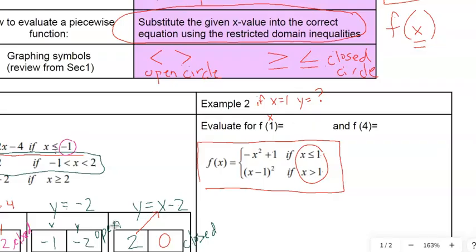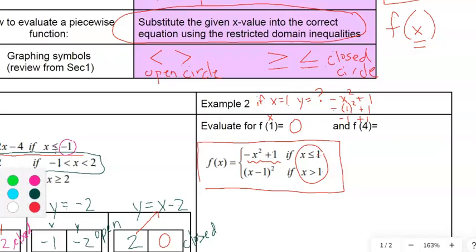So we know x is equal to 1, which fits in the top restriction. So that means we're going to use negative x squared plus 1. And we're substituting 1. So you do have to be careful of order of operations. When we substitute 1, we do exponents first. So 1 squared is 1, times a negative makes this -1, plus 1, which gives us 0. Okay? And so we're also reviewing how to substitute values, order of operations to simplify.